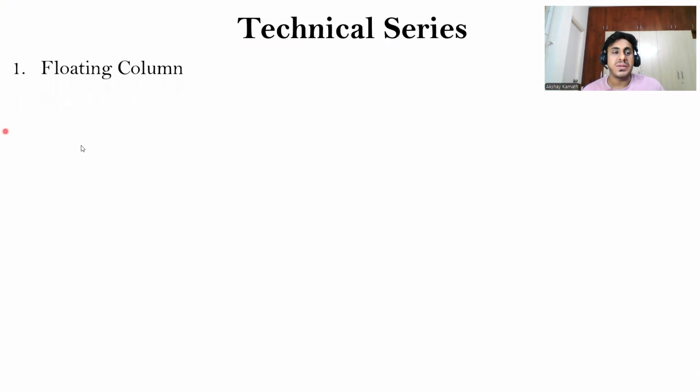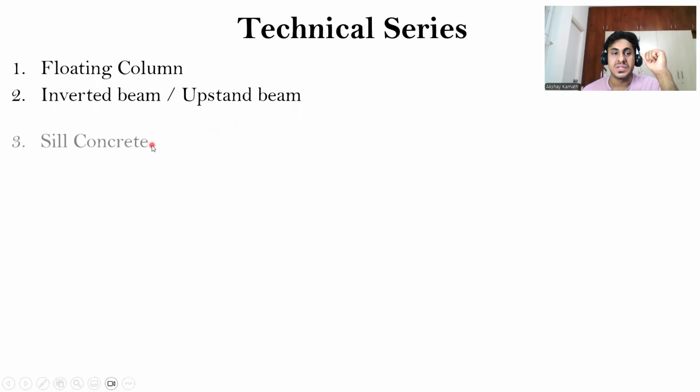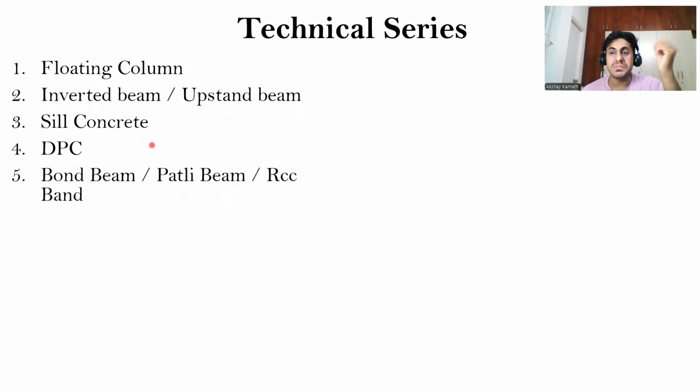So first, you might have seen something called as floating column, right? So first we'll try to see what is this floating column. I'll explain one by one. Then we'll see what is inverted beam or upstand beam. Then there is something called as sill concrete. We'll try to see that as well. Then we'll see what is DPC, bond beam, which is also called as partly beam. Few people will call it as a RCC band. We'll try to see that.